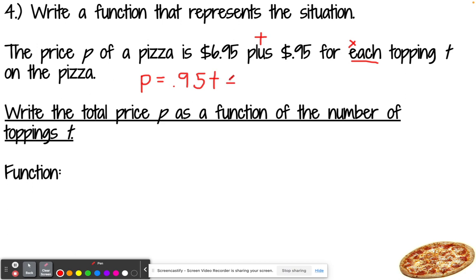plus my $6.95. If you did 6.95 plus 0.95t, there is nothing wrong with that. Just when you start working on things next chapter, you'll appreciate having this order. So here is my price. The total price as a function of the number of toppings, price equals 95 cents per topping plus $6.95.